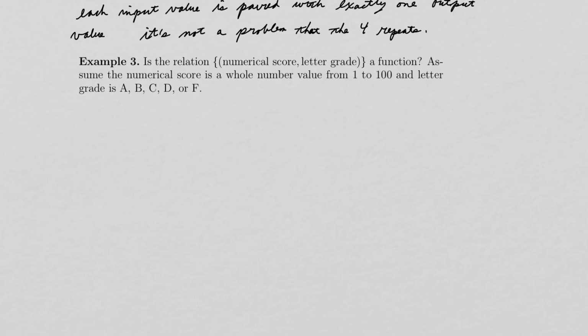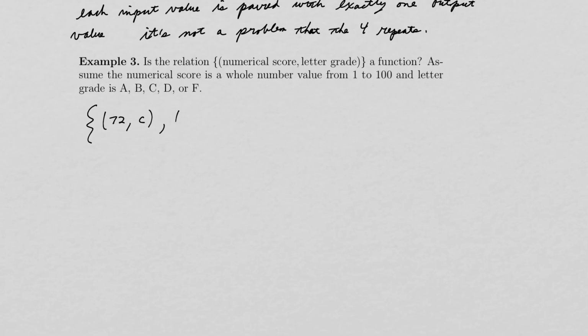So this question says, is the relation where you have a numerical score and then a letter grade a function? We're going to assume the numerical score is a whole number value from 1 to 100, and the letter grade is A, B, C, D, or F. So, for example, we could have something like this. I'll write down a relation here, and we'll see whether it's a function. Let's say I have a numerical grade, and that corresponds to, say, a letter grade C.